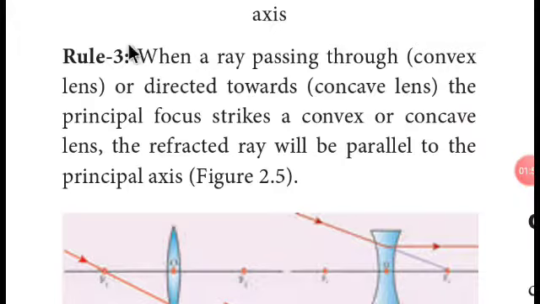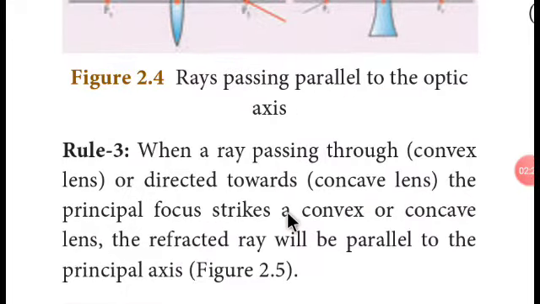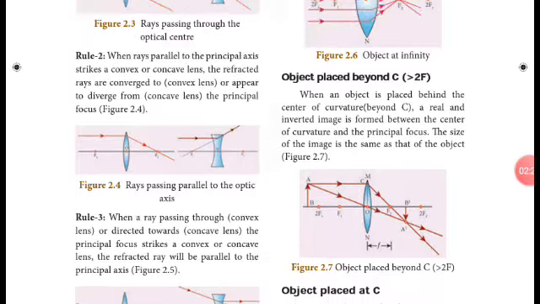And the third rule: when a ray passing through or directed towards the principal focus strikes a convex lens or concave lens, the refracted ray will be parallel to the principal axis. This one is the vice versa of rule 2. If an incident ray is going to pass through the principal focus and hit the lens, then the ray is made parallel to the principal axis. And that's all the three rules.